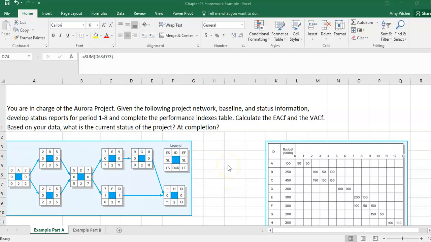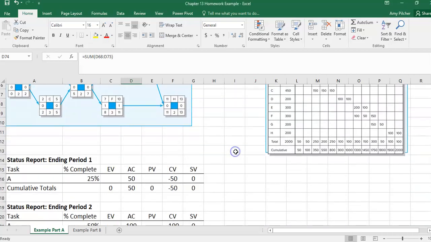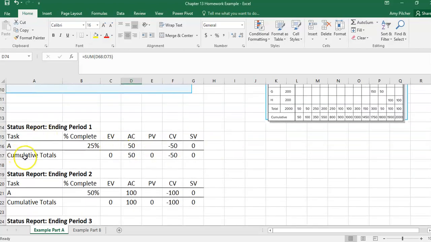So we have a project network, the baseline, and its current status information for the first 8 periods. We're going to finish the status reports for periods 1 through 8, complete the performance index table, and then calculate our estimated cost at completion and our value at completion. So we're going to start with period 1.